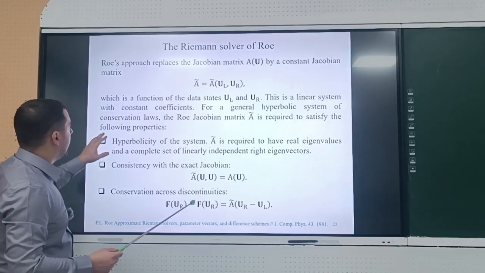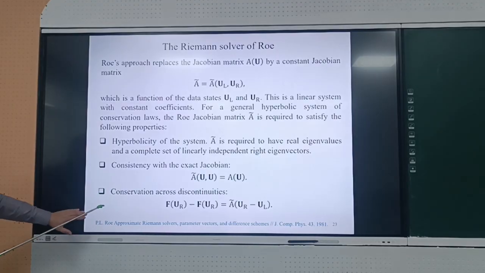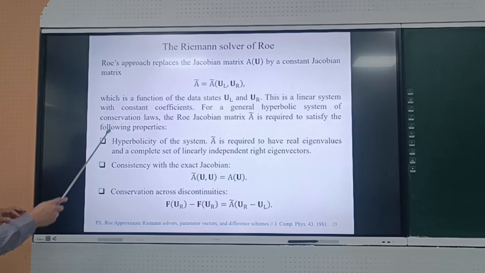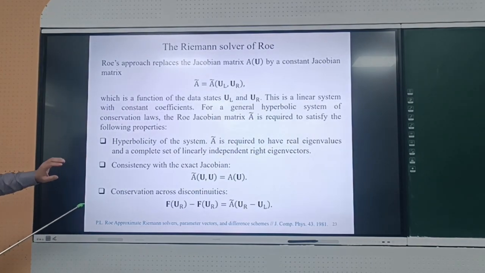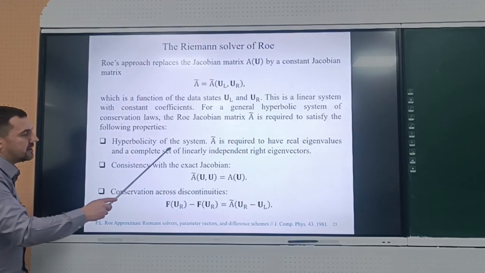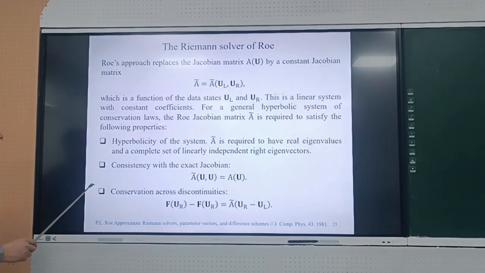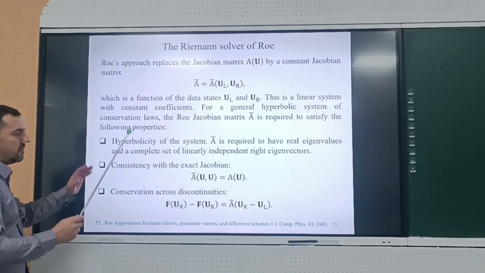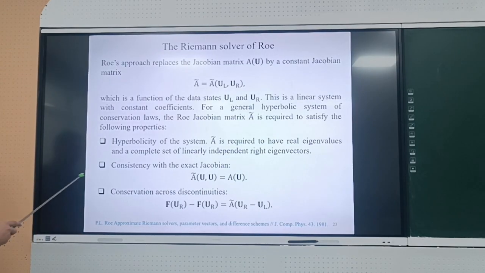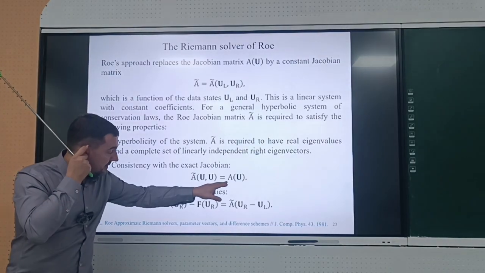For a general hyperbolic system of conservation laws, the Roe Jacobian matrix is required to satisfy the following principles. He suggested that we locally substitute this nonlinear matrix using a linear one, and this linear matrix should satisfy the following requirements: hyperbolicity of the system. So A tilde is required to have real eigenvalues and a complete set of linearly independent right eigenvectors. An obvious requirement: we should not change the properties of our system. Consistency with the exact Jacobian: A tilde of U and U equals A(U).